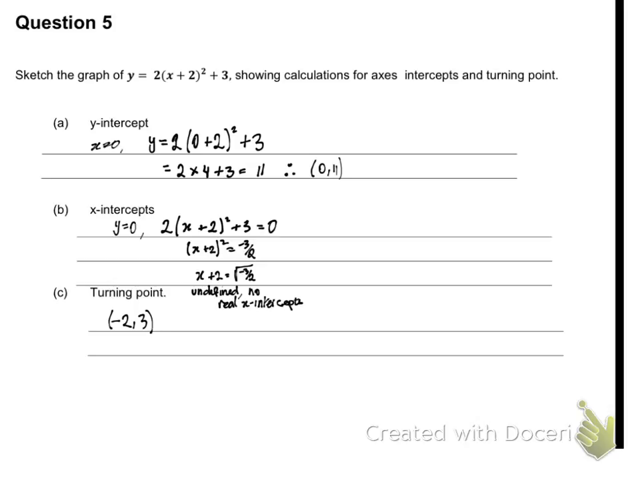And finally, our turning point. Now, turning point is read just straight from the equation. Remember, turning point is always the negative value of this number, the number 2, next to the x part, and the y coordinate of the same sign of the positive 3. So we get a negative 2 and 3 for your turning point.